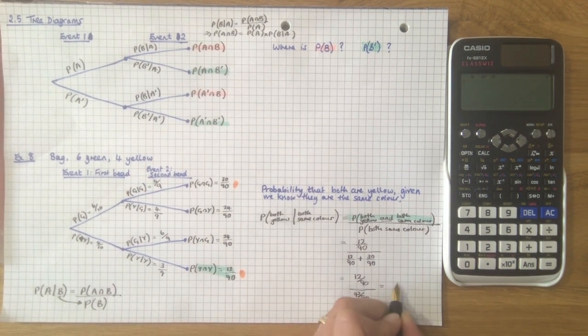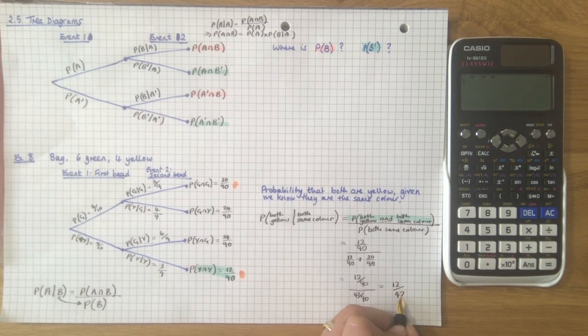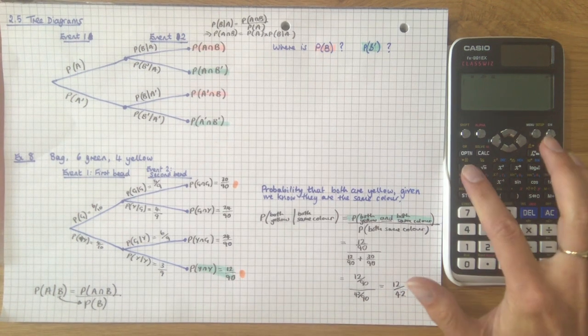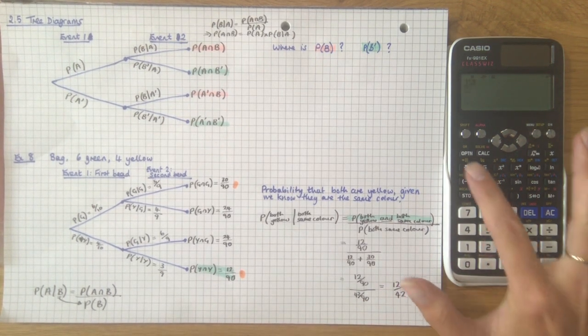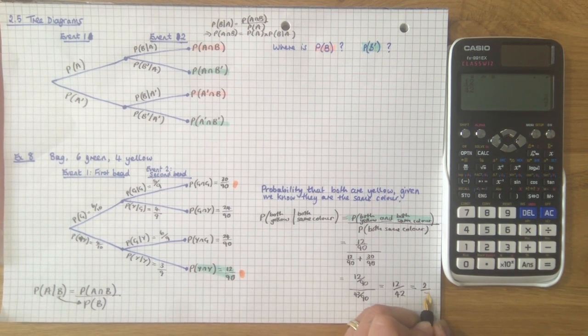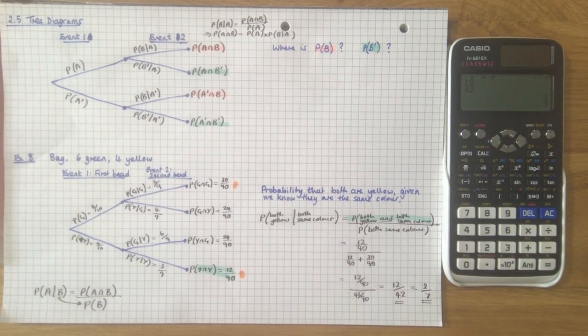That would simplify, of course, to 12 out of 42. You could just jump to your calculator here, but that's no problem. I could simplify it, but I don't have to. 12 out of 42 is 2/7. So either of those answers would be acceptable.